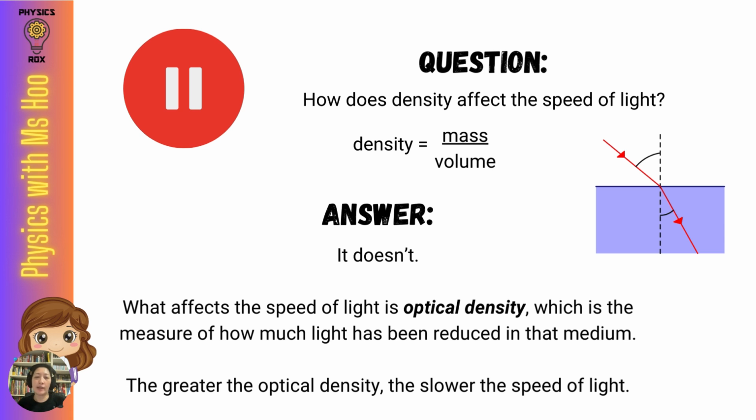So a more correct way from this point forth to understand how the speed of light in a medium is affected is that it's not affected by density, but by the medium's optical density.